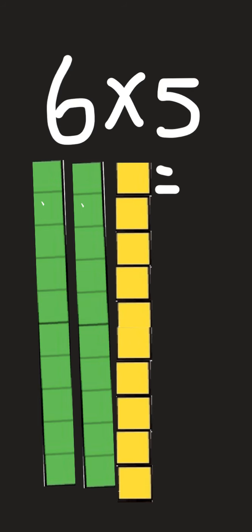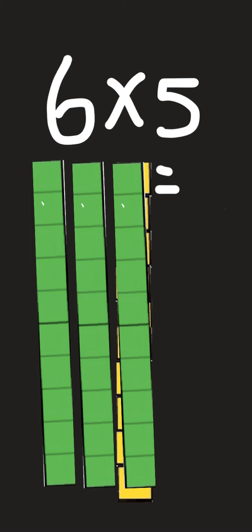Now I've got 6 lots of 5. 1, 2, 3, 4, 5 and 6. So I'm going to replace my 2 5s here with a 10. And now let's see how much 6 5s is equal to. There's 1, 2, 3, 4, 5, 6. So I'll count in fives to work out how many it is. 5, 10, 15, 20, 25, 30. 6 fives are 30.